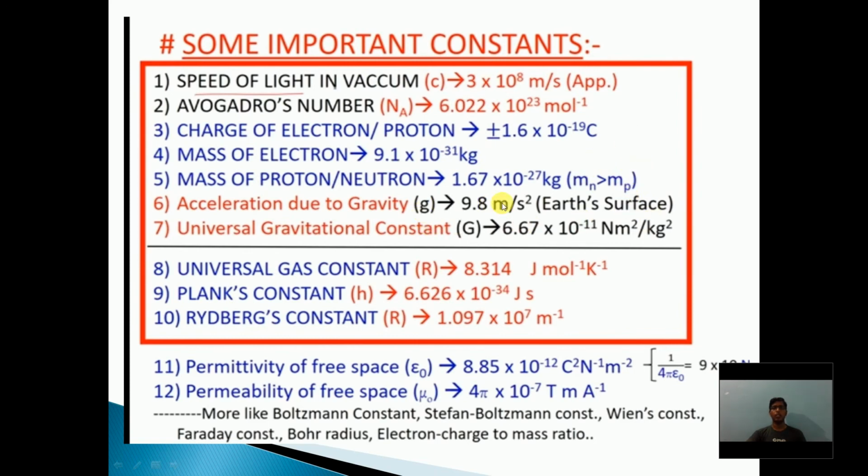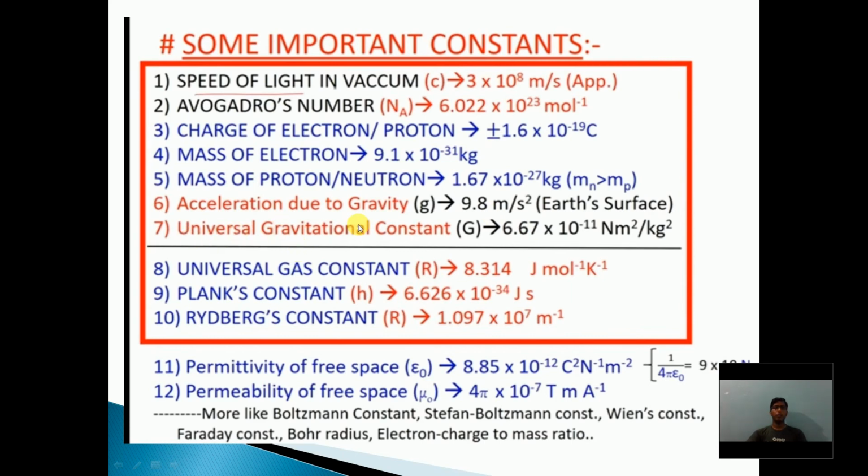Next, acceleration due to gravity. Actually, this acceleration due to gravity is different at the poles. But we learn about the Earth's surface, so we'll consider that. At the Earth's surface, the acceleration due to gravity is 9.8 meter per second square.